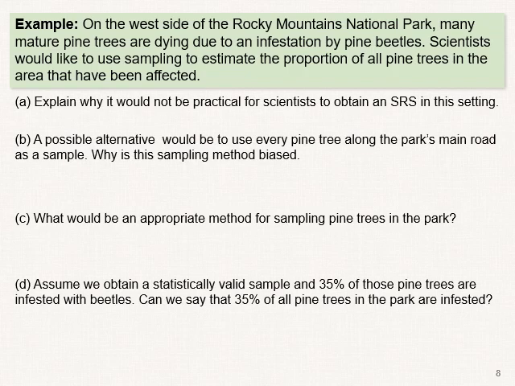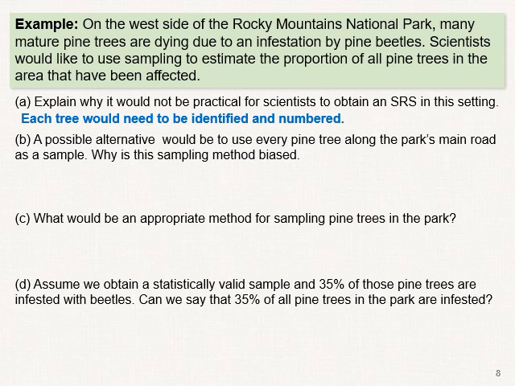All right, so explain why it's not practical to do an SRS in this case. So think about what an SRS would be, right? What's the first thing we do with an SRS? We take the population and we number it from 1 to whatever, right? So that means each one of these trees would have to be identified and numbered. So we're talking about millions of trees. So it would be inconceivable to do an SRS here. It would just take too much time to number all of the trees.